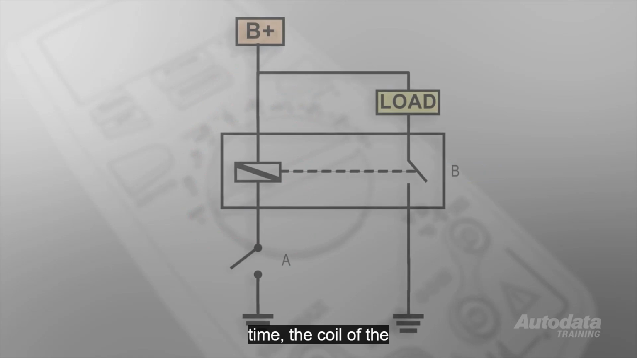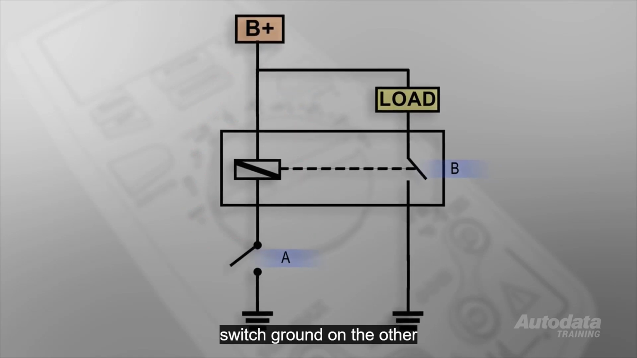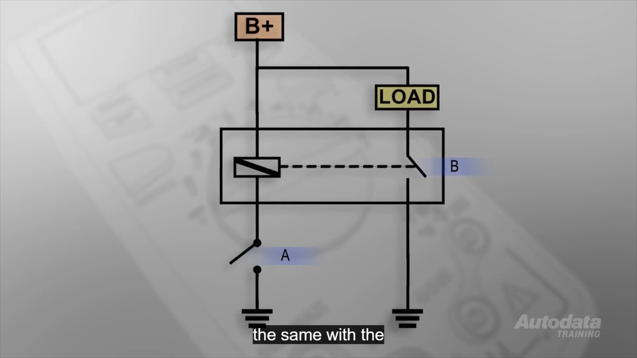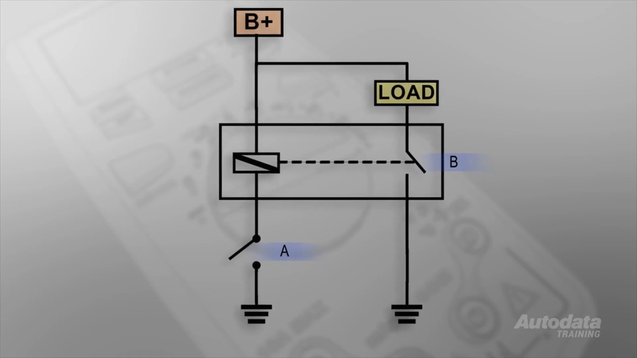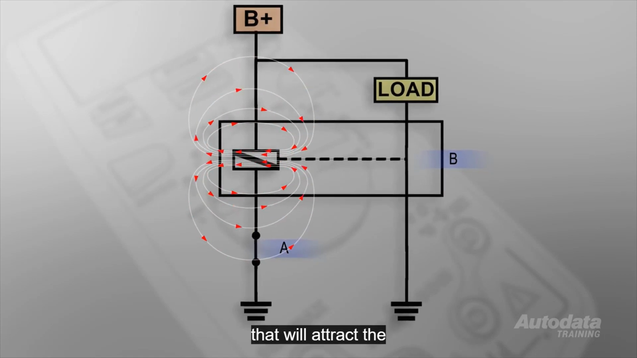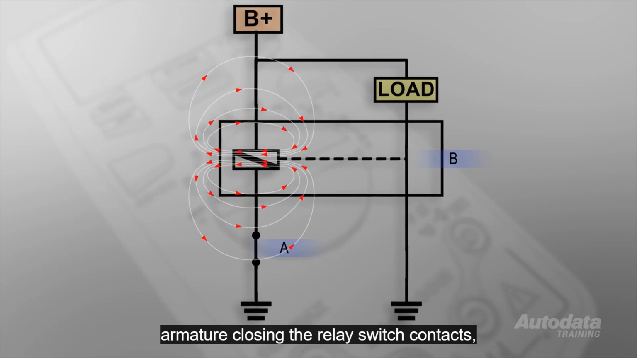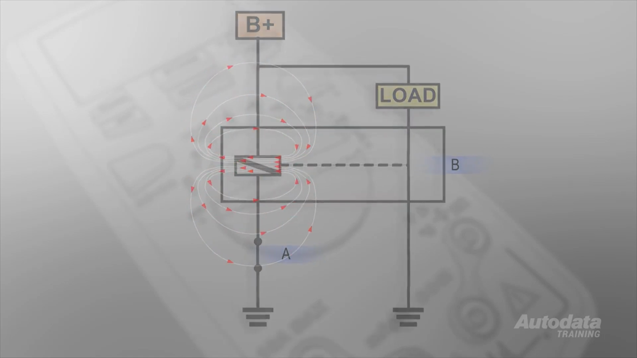This time the coil of the relay has a positive voltage on one side and a switch ground on the other. The load is connected the same, with the relay providing the ground connection. When switch A is closed, the coil will create a magnetic field that will attract the armature, closing the relay switch contacts. A ground will now be connected to the load.